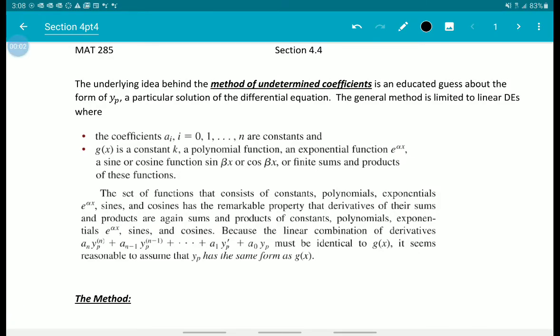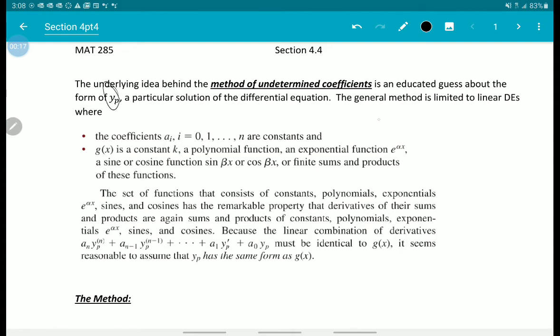So in this video, we're going to talk about the method of undetermined coefficients to help us solve a higher order differential equation. The idea behind the method of undetermined coefficients is to come up with an educated guess about what that particular solution looks like.